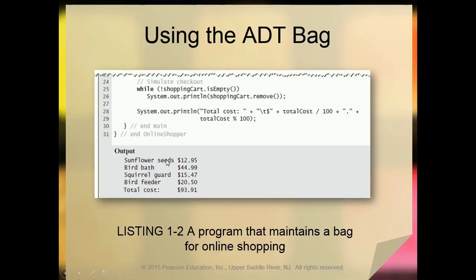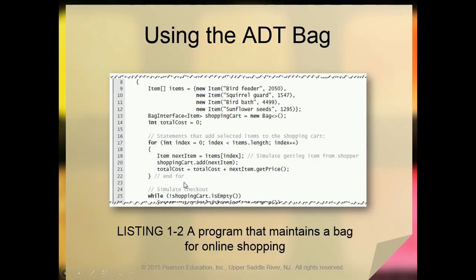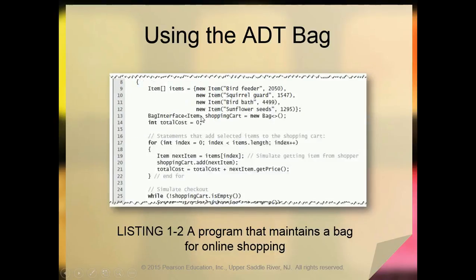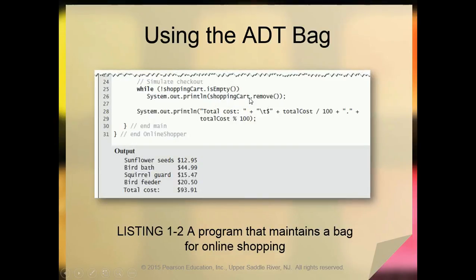Here's the total cost. I don't see in this code where the name of the product and the cost are printed out, so evidently the remove method must be printing them. That must be a consequence of the remove. So we can anticipate what the remove method of the bag interface does.